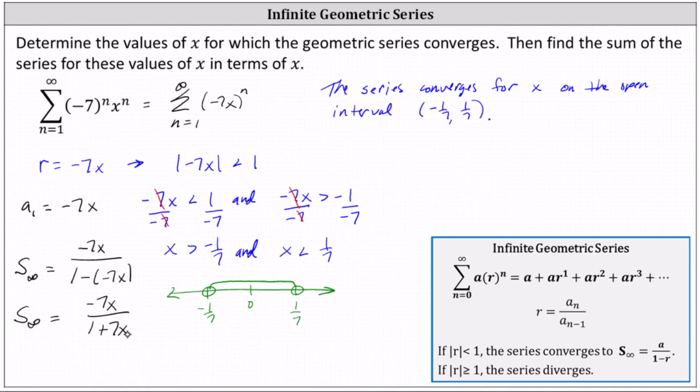Again, this would be the infinite sum only when x is on the open interval from -1/7 to 1/7. So we'll say on this interval, the infinite sum is equal to -7x divided by the quantity 1 plus 7x.